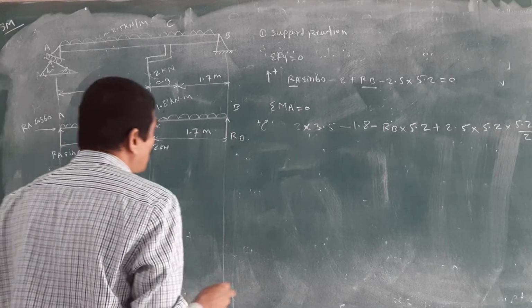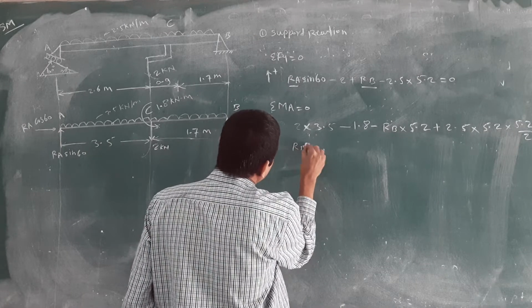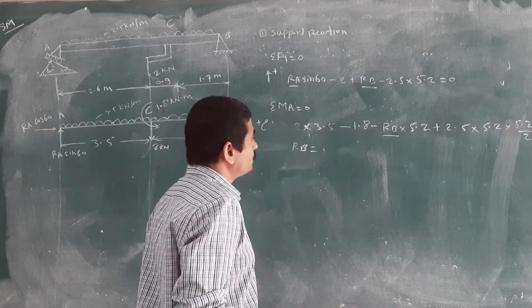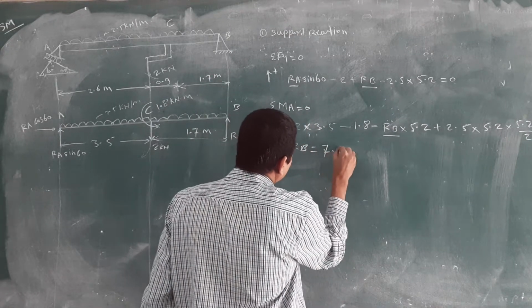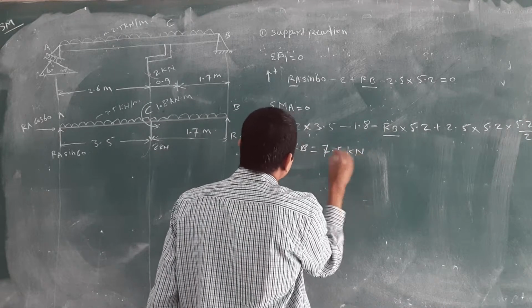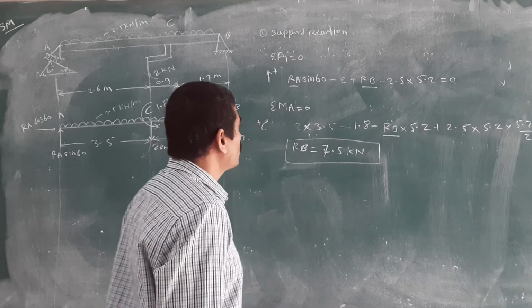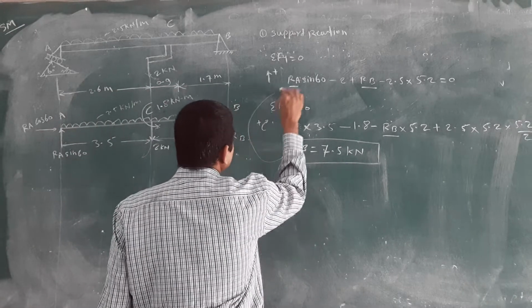You will get RB equal to what? Here there is only one constant, RB. You will get the RB value equal to 7.5 kilonewton. RB is equal to 7.5 kilonewton. Okay, put this value in that equation.